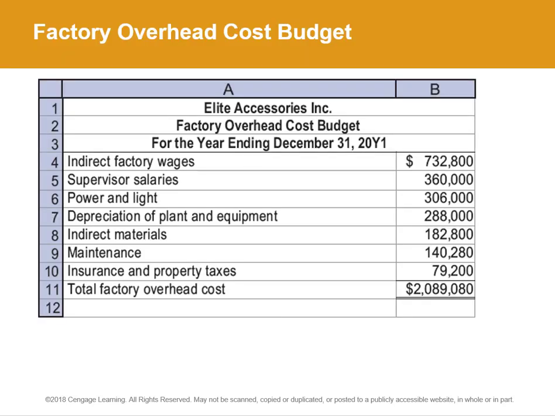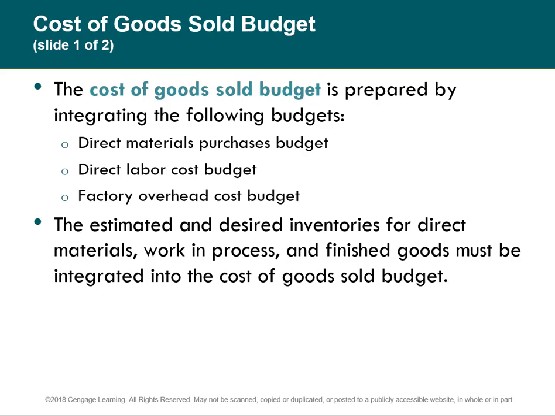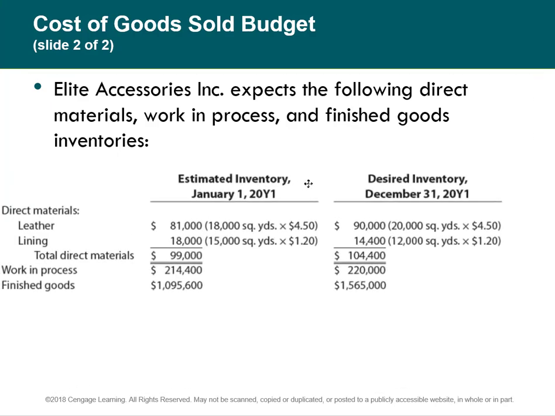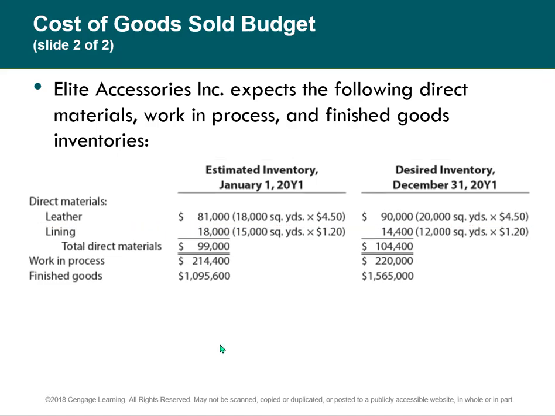And that's it. Finally, cost of goods sold. For cost of goods sold, we need direct materials, direct labor, and overhead. The estimated and desired inventories are all integrated into the cost of goods sold budget. So here's an example. This is what the leather wallet people have. I've got direct materials. There's my beginning inventory. And I've got direct materials, work in process, and finished goods, just to really complicate things. My desired inventory at 12/31 is over here, 104.4.